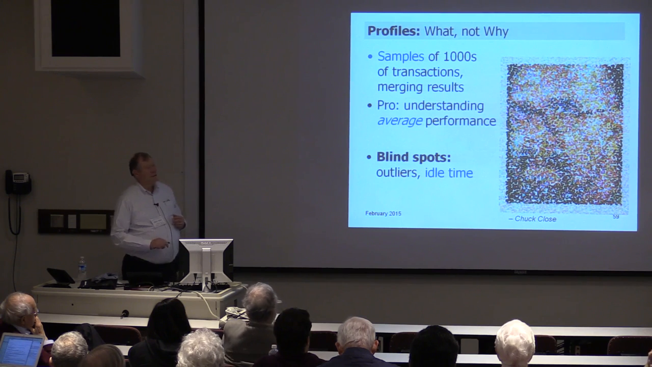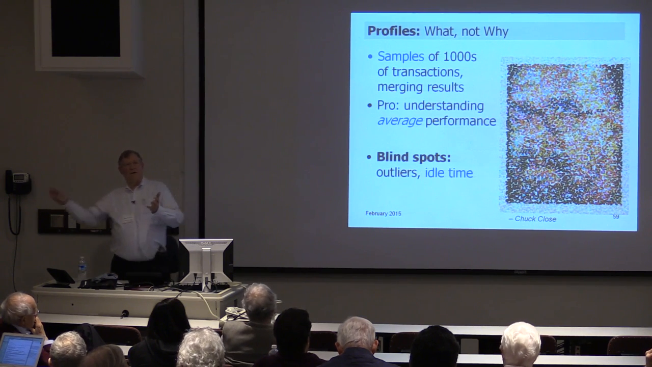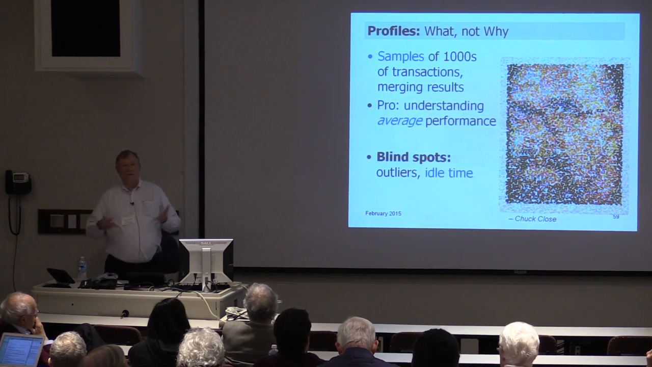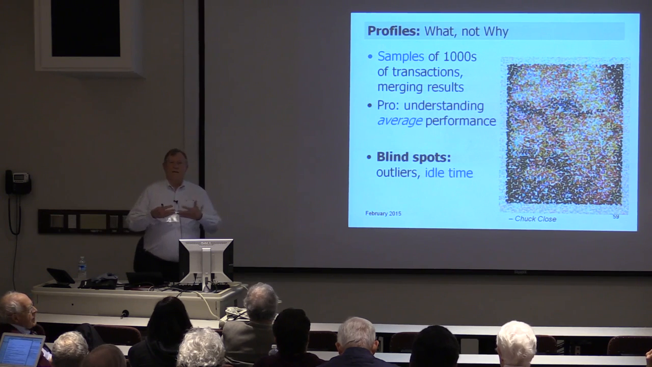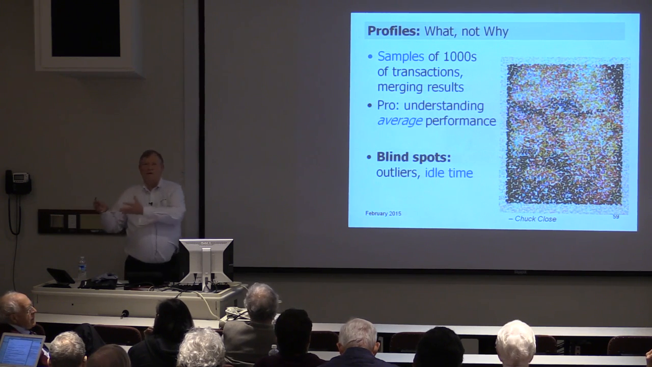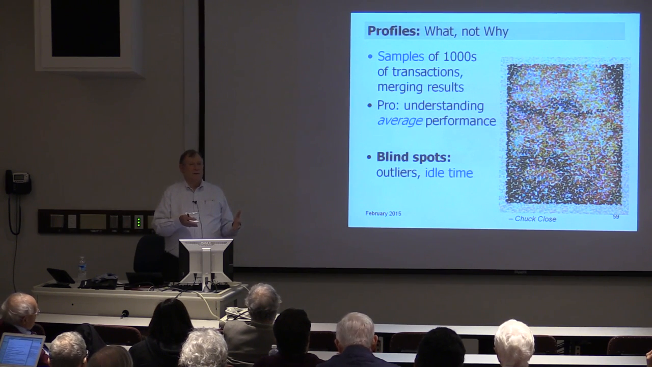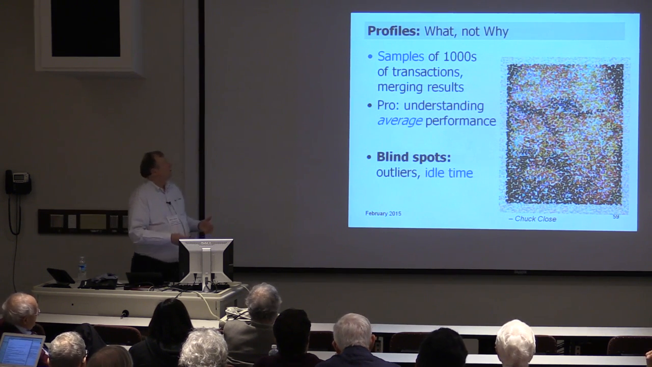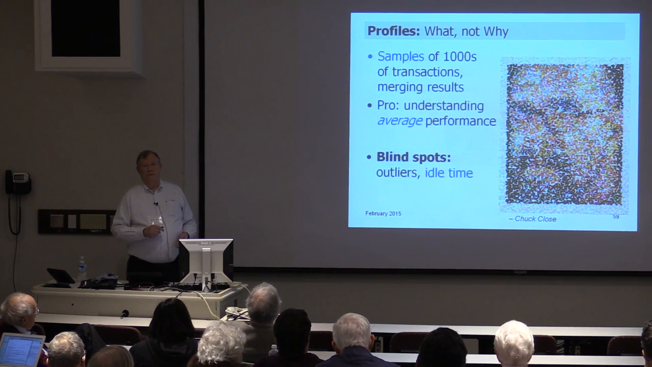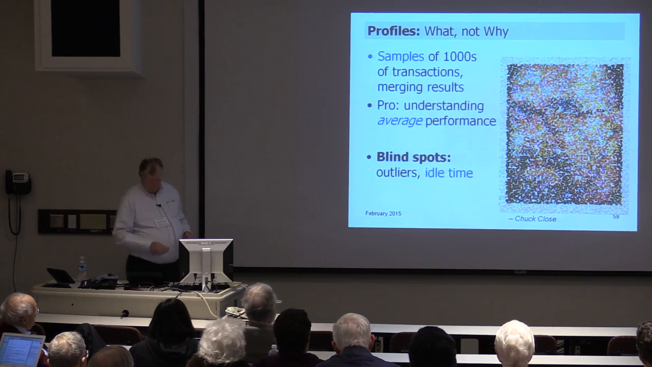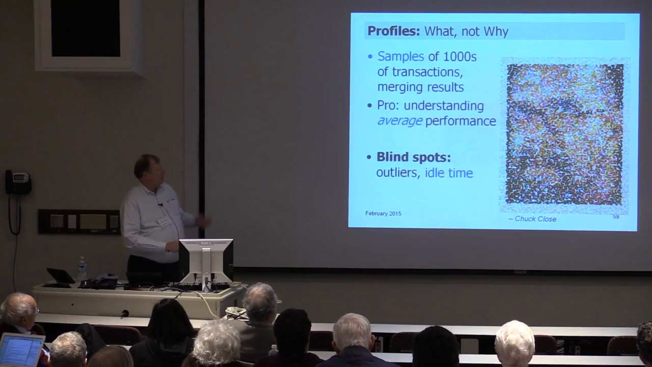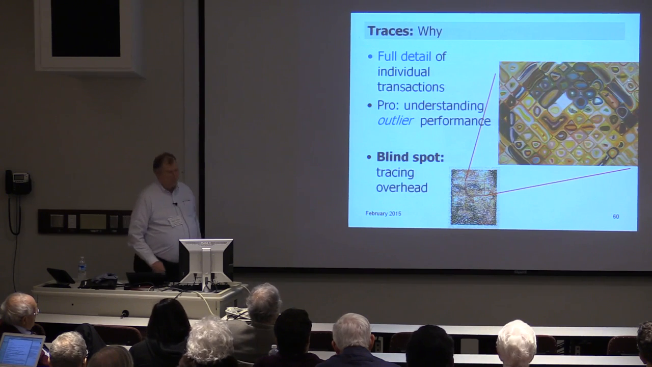You never get to see the outliers. You never get to see the 10 times and 100 times slower things. You never get to see the 99th percentile slow things because they're averaged in with the 99 other fast things. So it's a good tool for telling you what's going on, and it is useless for telling you why. And of course, CPU sampling doesn't tell you anything about idle time.